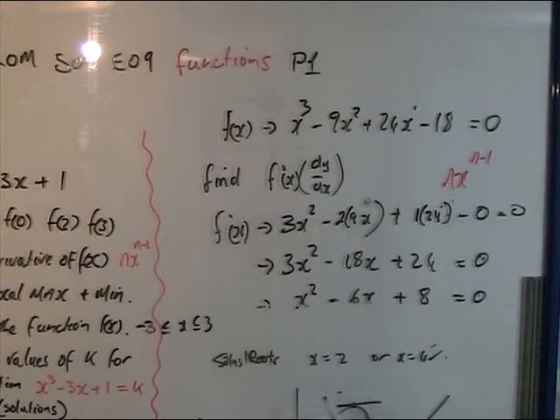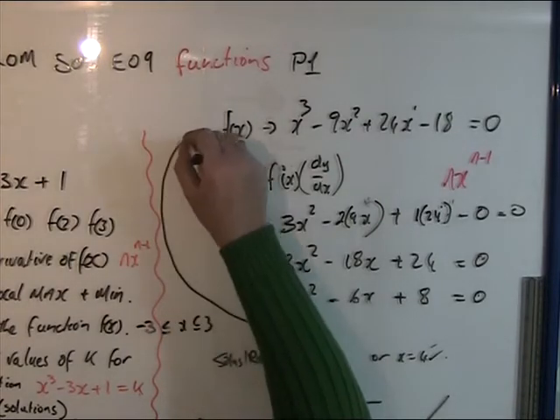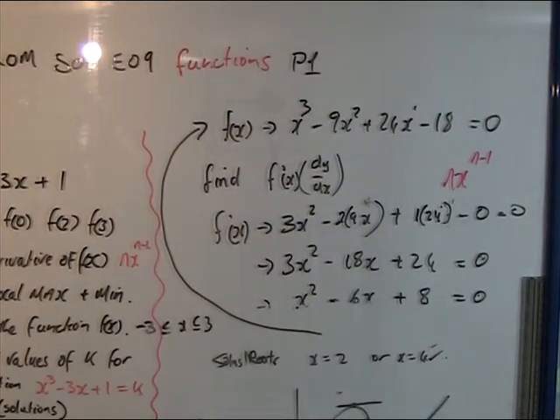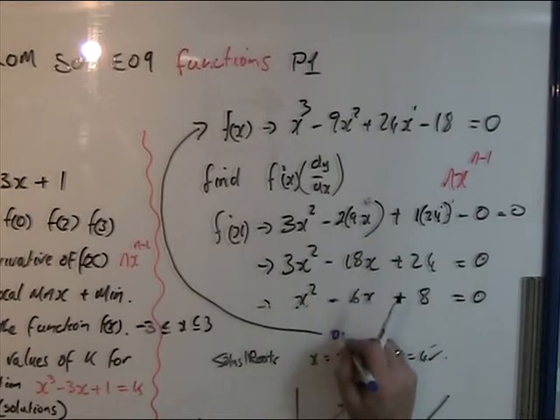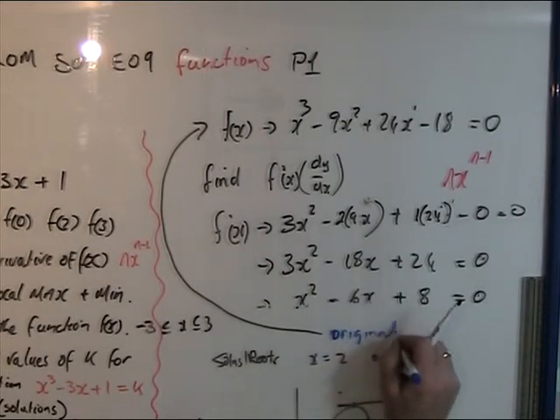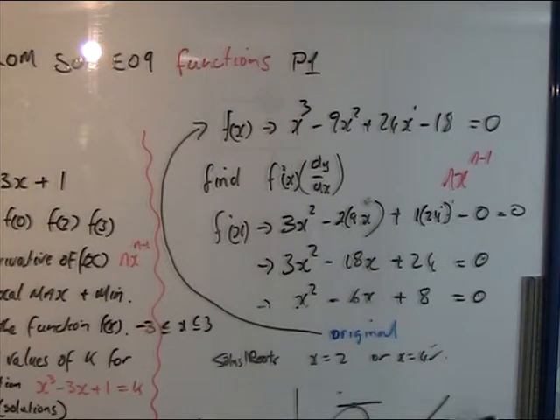Now, if I want to find the corresponding y values, I have to put them back into the original equation. Original, very important. Because I found my maximum, I found my values where the slope is equal to 0, and I found the x values. So now that I have the x values, I need to find the corresponding y values.